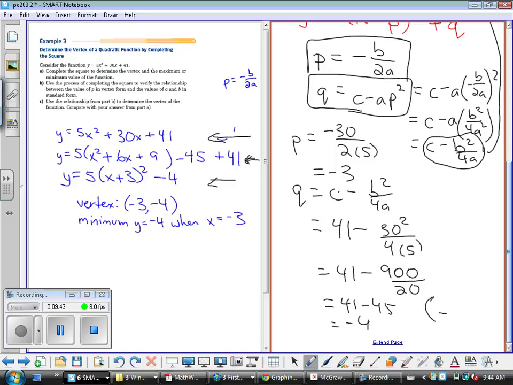Okay, so our vertex is negative 3, negative 4, which we found by converting into vertex form. Okay, so that's C basically.